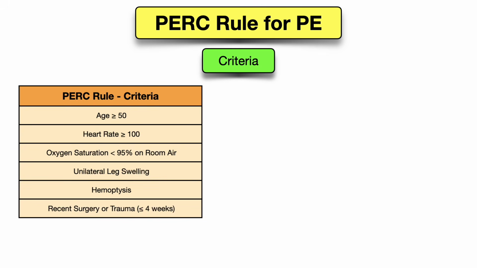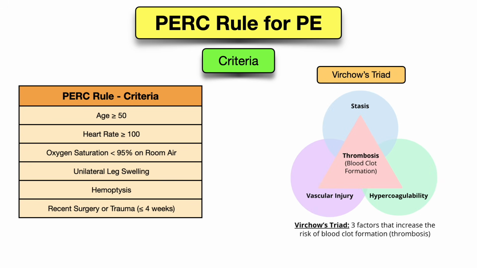Next, we have recent surgery or trauma in the previous 4 weeks. If either is present, then the PERC rule cannot be used to rule out PE. The reason for this is both scenarios increase the risk of blood clot formation. Remember Virchow's triad, which are 3 factors that increase the risk of blood clot formation, called thrombosis.